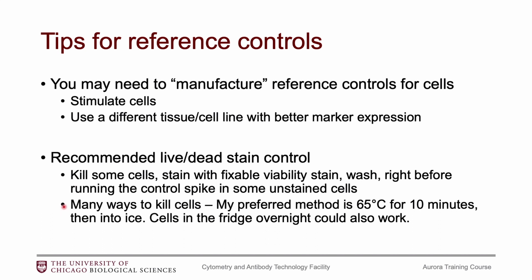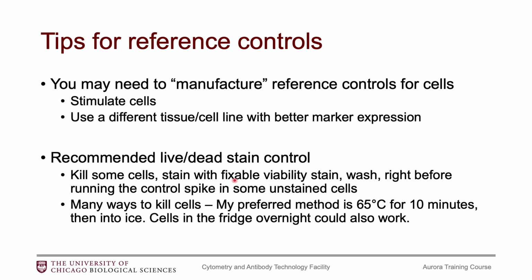So the way that I tend to do it is I'll put about 100 microliters of cells into an Eppendorf tube, pop that in a heat block at 65 degrees for 10 minutes. Then I shove that tube into ice. That works really well for me. Another way to do it is you could try just leaving your cells in the fridge overnight, and you'll get a decent percentage of dead cells. You don't need tons and tons of dead cells. You just need a very clear population of dead cells.